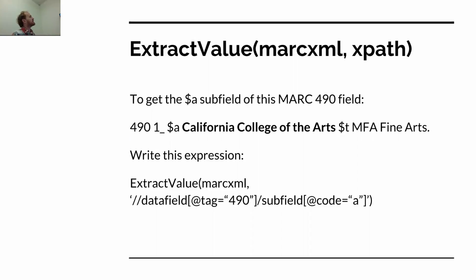So for instance, say we want to get the A subfield of 490. That's what it looks like, right? We have our 490 field, we got our indicators. We want just the CCA part, okay? Just the CCA. This is what we would write.